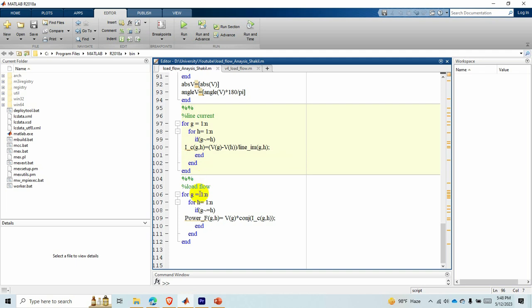Again I can calculate the power using this equation, which is P = V I conjugate. So I calculated the line current from the previous loop, so I can use this to calculate the power flow of the lines. So this is all about the code. Now I will show you an example of how this code will work.